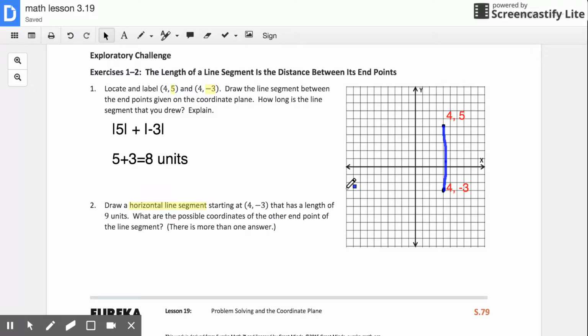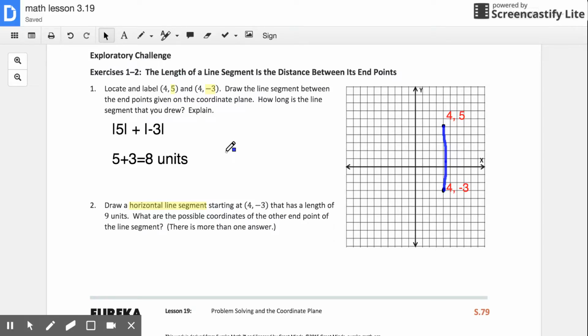How long is it? Well, we did this just a minute ago with the absolute value, but it's going to be the distance between the absolute value of 5 and the absolute value of 3, and we're adding them because we're crossing the x-axis. Okay, so how long is the line segment that you drew? Well, we can explain by saying I counted that it was 8 spaces, or you can say that I added the absolute value of 5 plus the absolute value of 3 because we're crossing the 0, that x-axis, and it was 8 units.